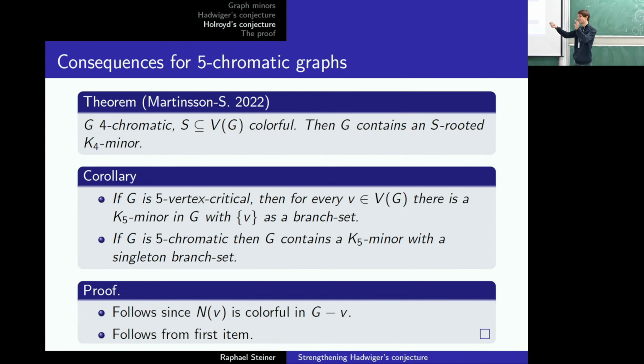So all the 4 colors need to show up on its neighborhood, otherwise you could give v the missing color. So it's a colorful set. So you find a rooted minor on the neighborhood with 4 branches, and then just add the singleton v to it. That's it.